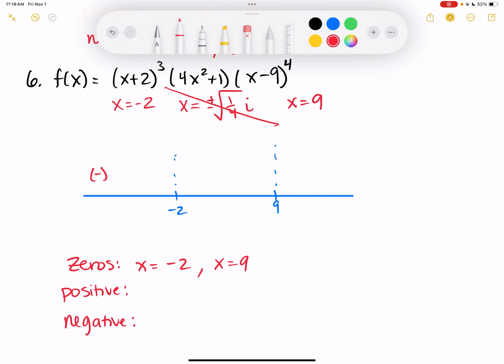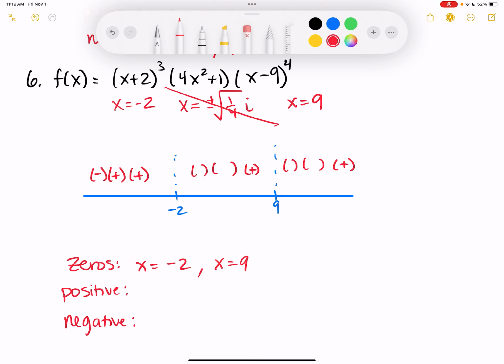What about when I plug in negative 3 here? Positive. And here? Negative. Positive. Positive. So if it's raised to an even power, I know that across the board that always is going to have to be positive. So if you want, you can go ahead and write in a positive in the third spot for every single one of them, because there's no choice but for it to be positive.